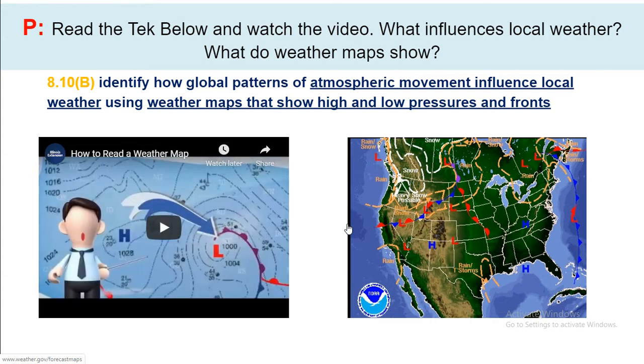Read the TEK below and watch the video. Your TEK reads: identify how global patterns of atmospheric movement influence local weather using weather maps that show high and low pressure and fronts.